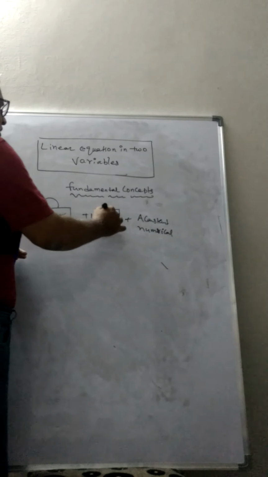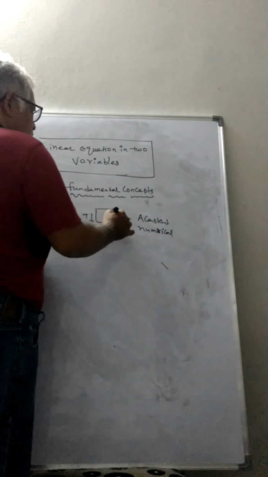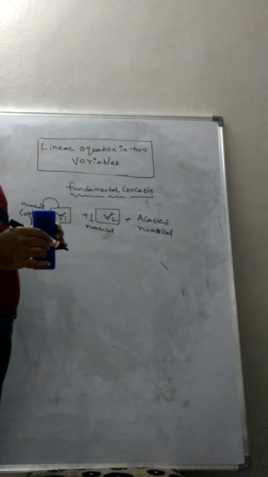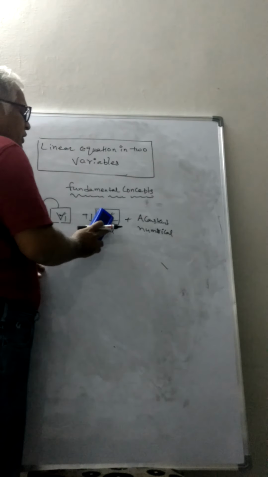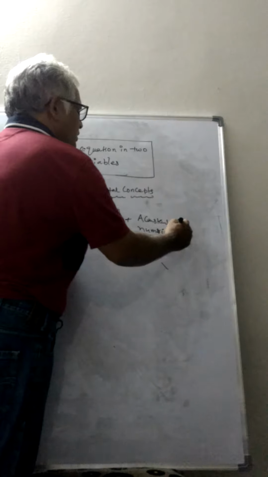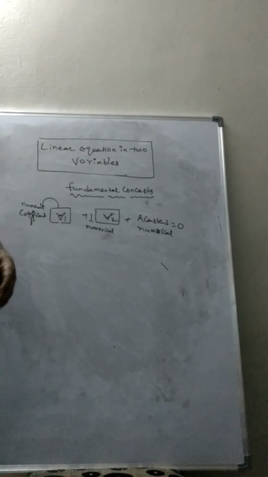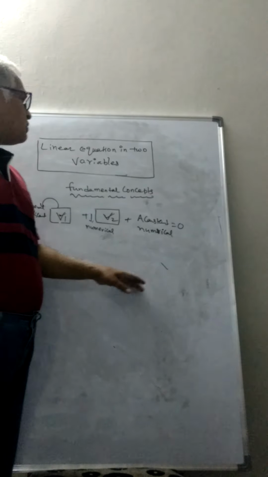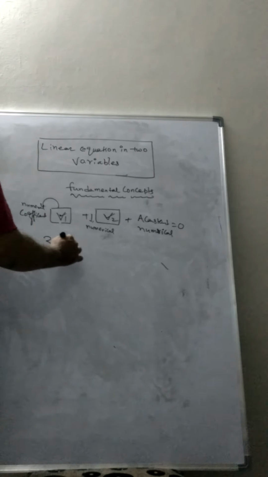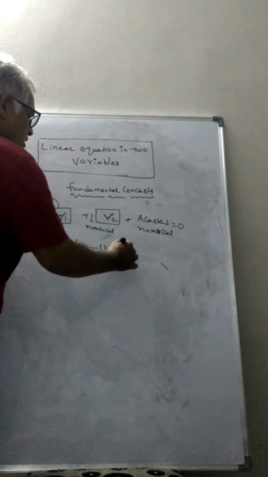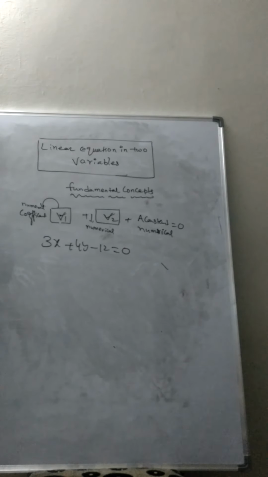One variable here, one variable here. Variable 1, variable 2. Those variables can be x, y or s, t or p, q or any letters. One constant into one variable plus one constant into one variable plus a constant is equal to 0. Such an arranged equation is known as a linear equation in two variables. For example, 3x plus 4y minus 12 is equal to 0. Check it out. Here the variables are x and y. Other than x, the number is a coefficient. So this is a linear equation in x and y.